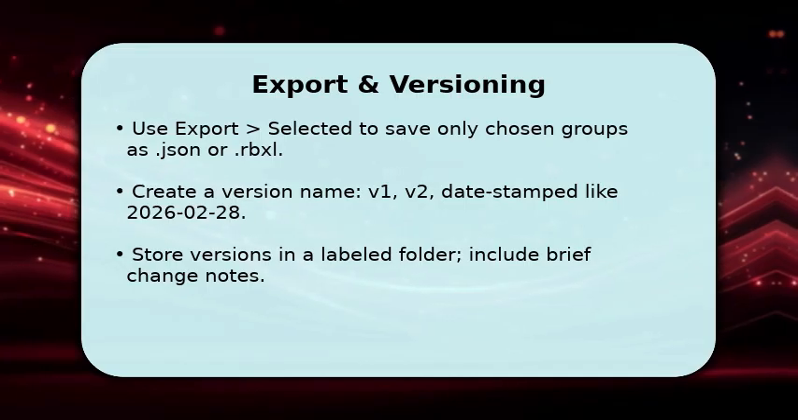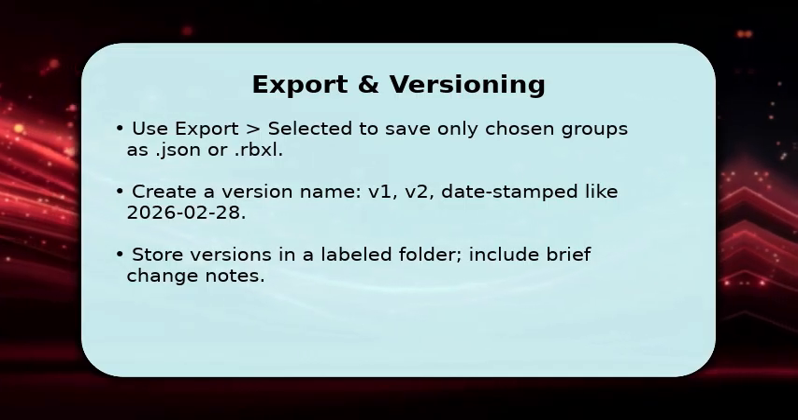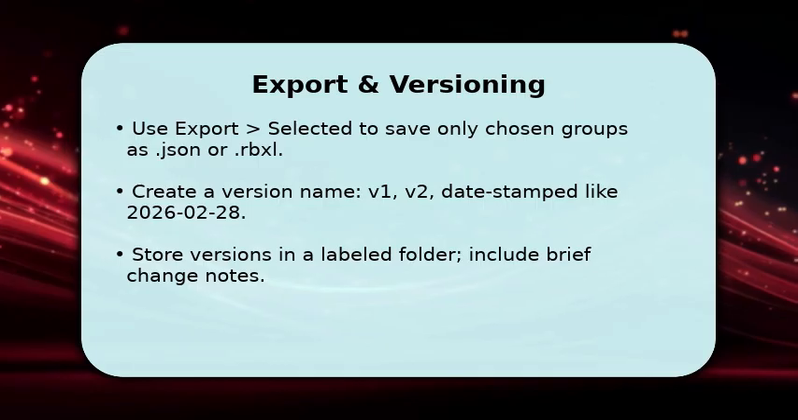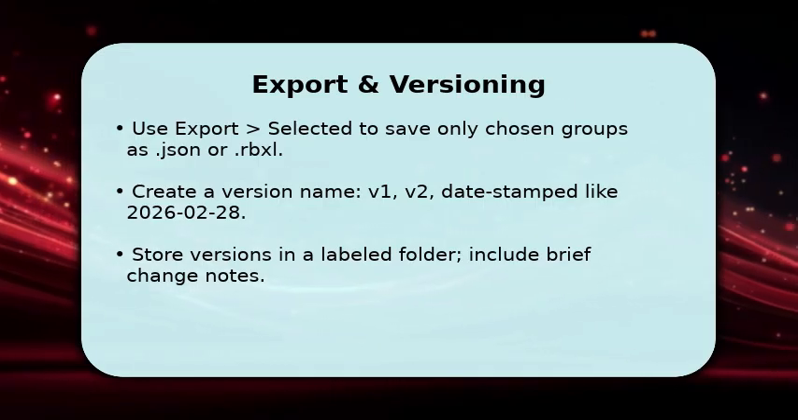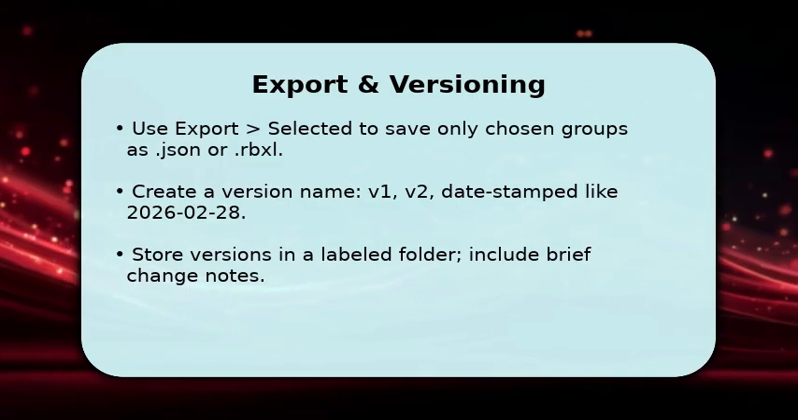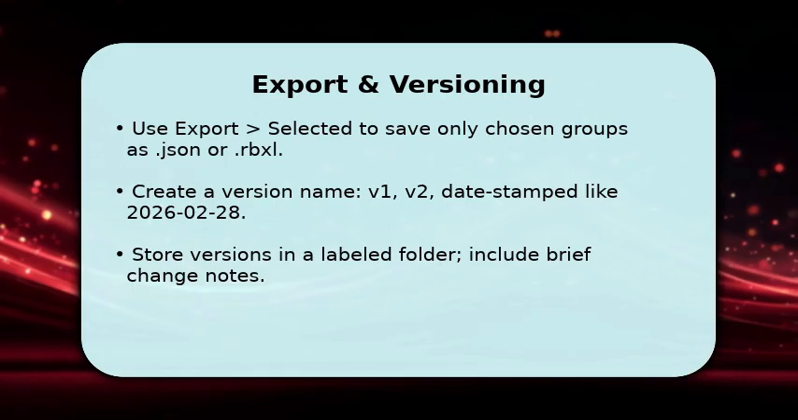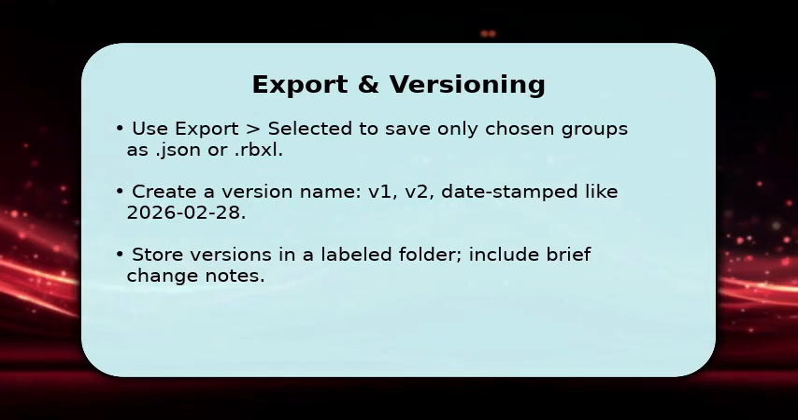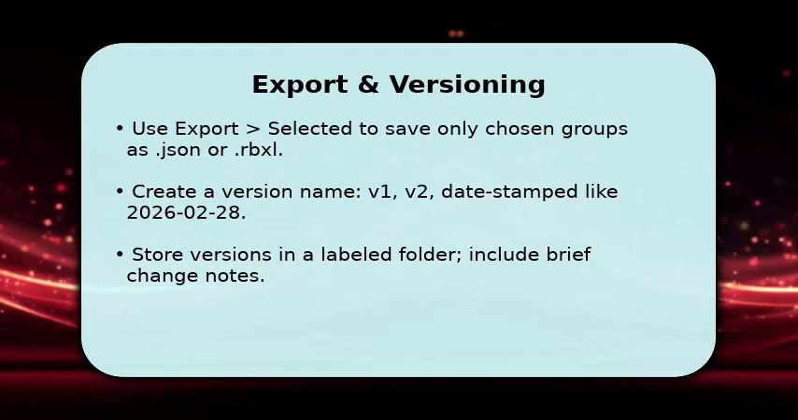Choose JSON or RBXL depending on your workflow. JSON is lightweight while RBXL preserves studio data. Once exported, create a version name such as V1 or a date-stamped label like 2026-02-28 so you can track iterations. Then move files into a labeled folder and add a short change note.